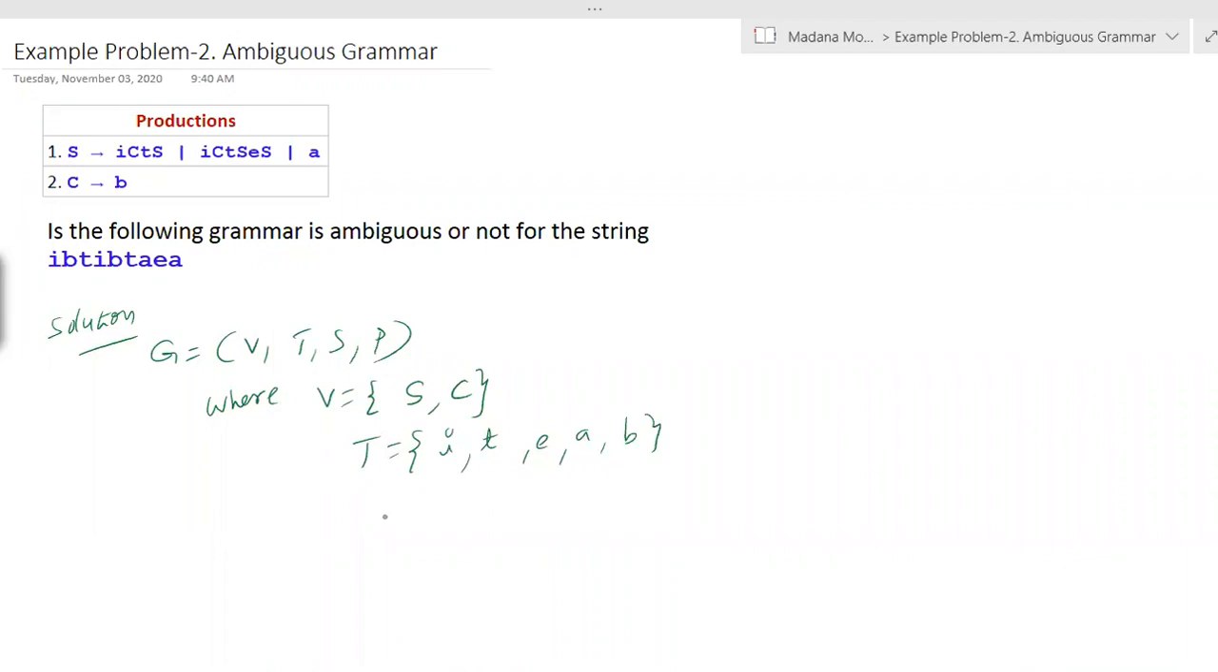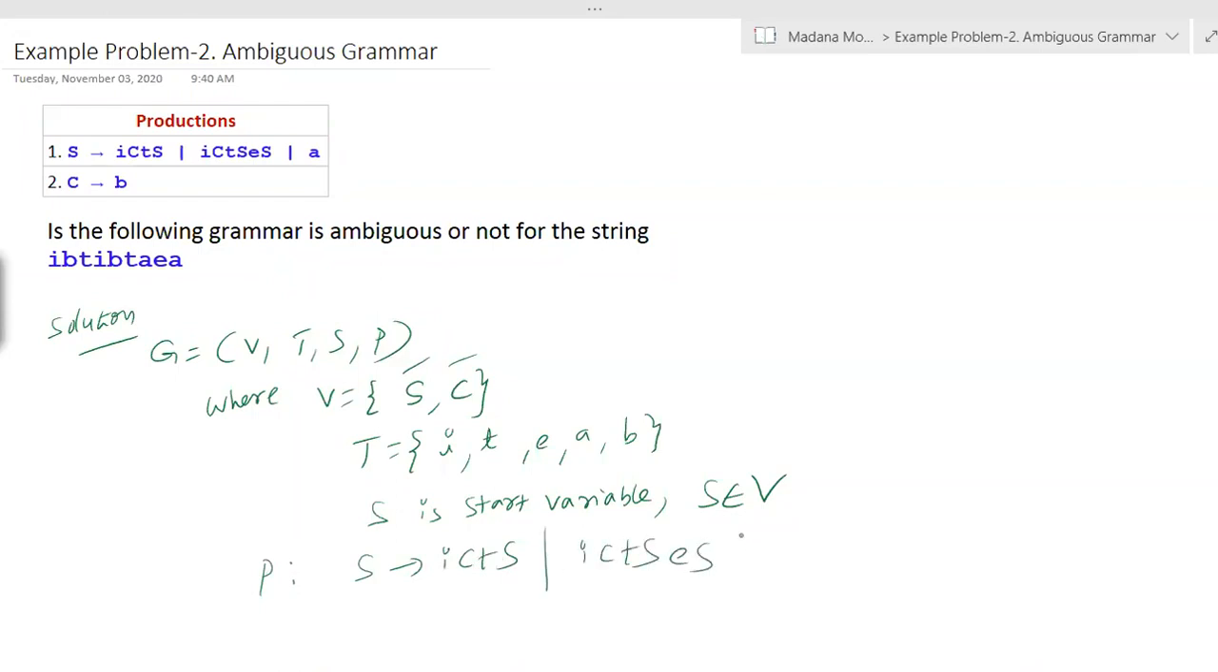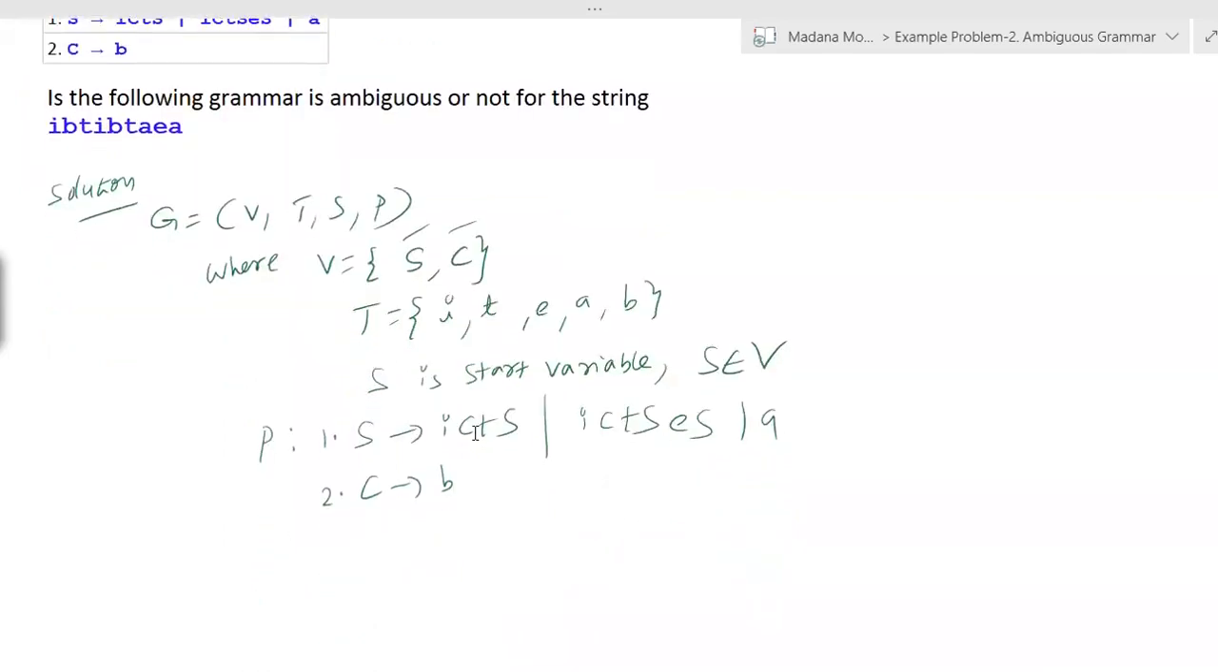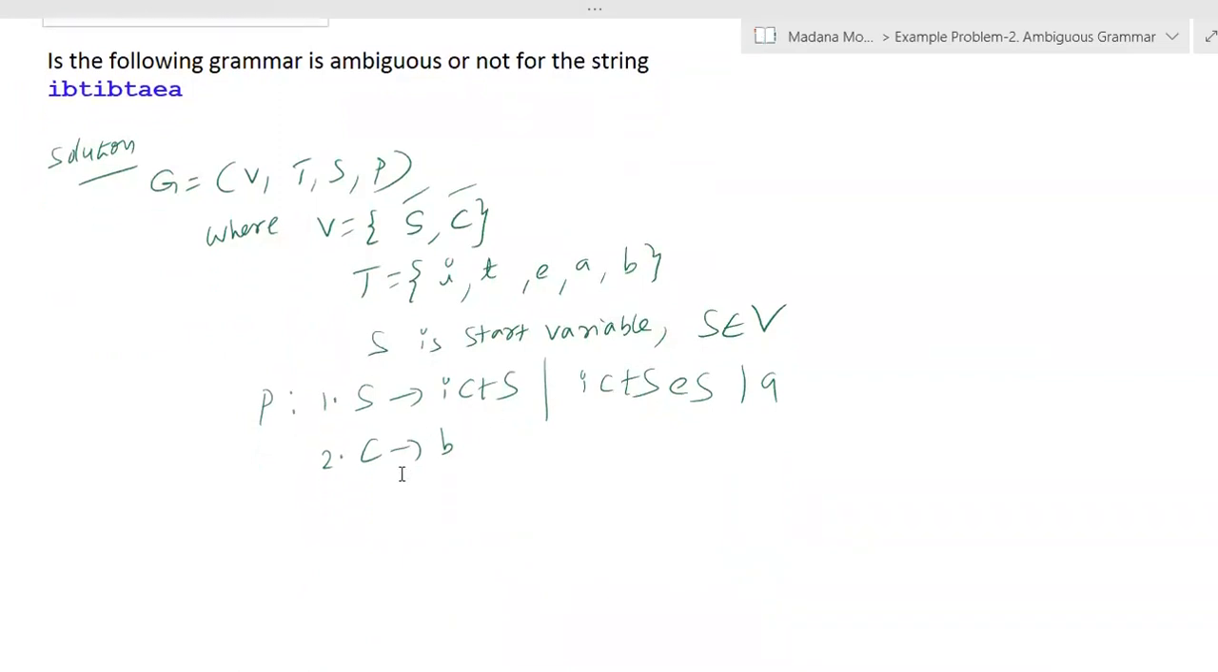Now starting variable S. So in the set V, S and C, by default first one is starting variable. S is start variable, which belongs to V. Then productions are given in the problem. So productions are S derives ICTS or ICTS ES or A, then C derives B. So two productions are there, starting with S and starting with C. But S contains three productions. C contains only one production.